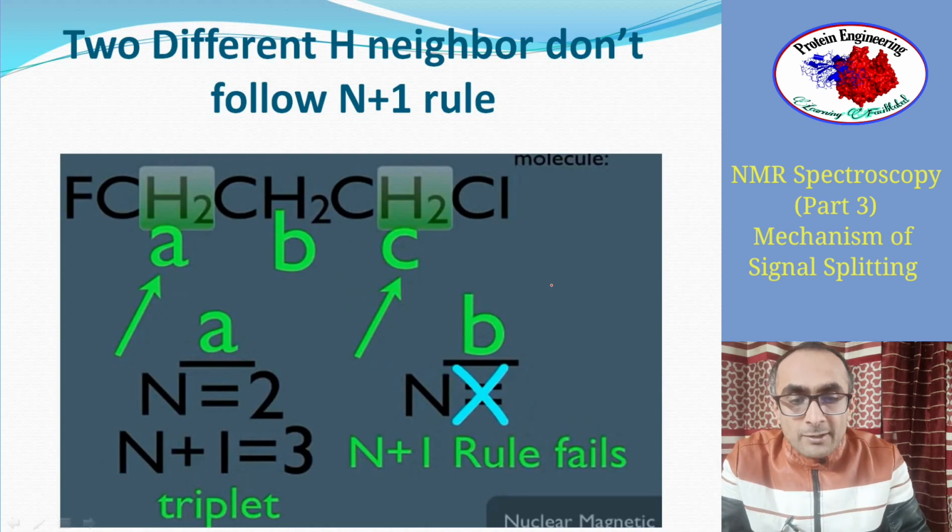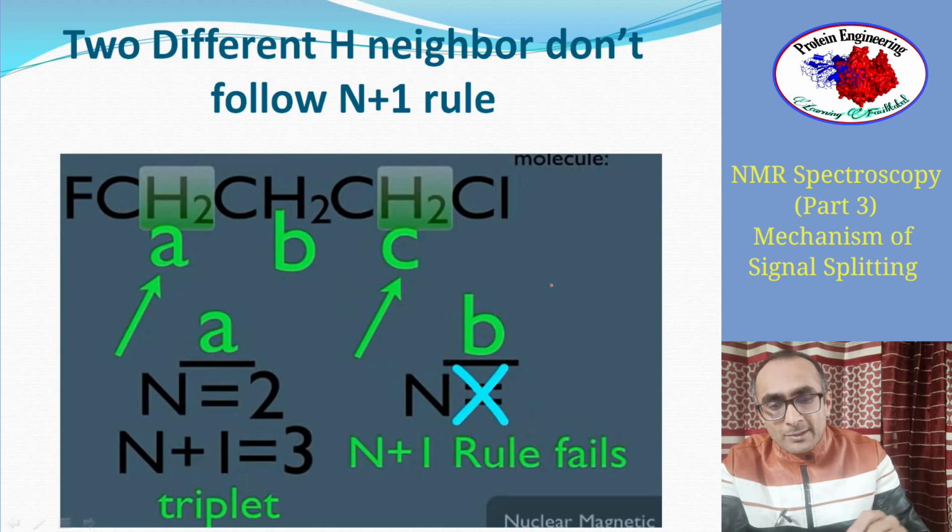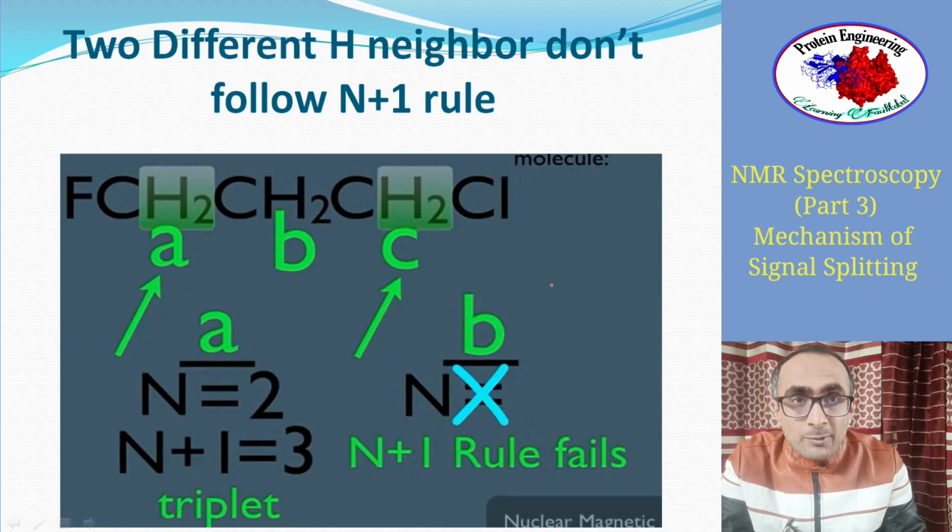Two different hydrogen neighbors don't follow the n+1 rule. That's another rule for splitting. If the neighboring protons are different types, they do cause splitting, they cause multiplicity, but the multiplicity does not follow the n+1 rule. In fact, you get multiple peaks, and that's called a multiplet.